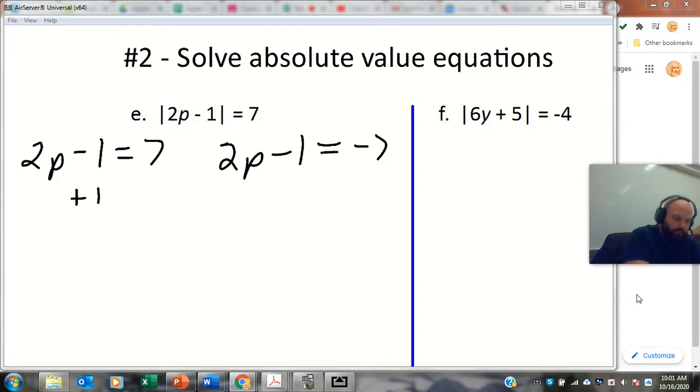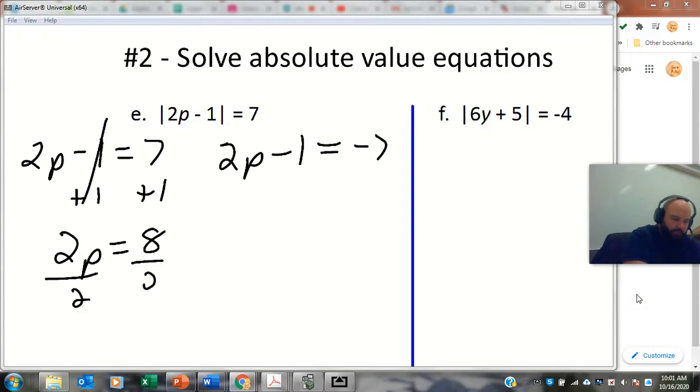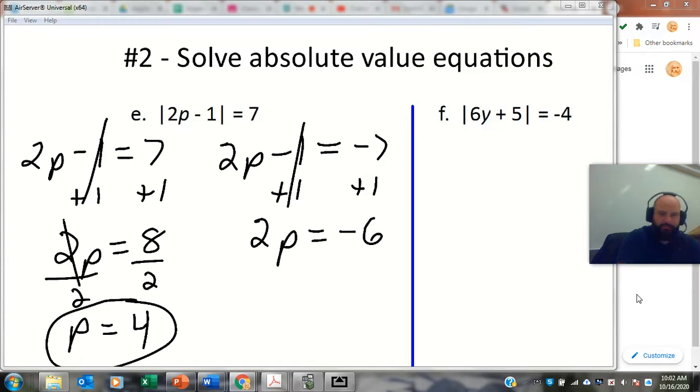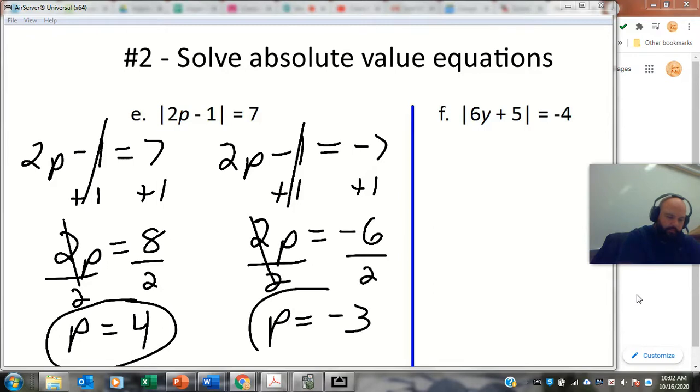So add 1. We get 2p equals 8. Divide by 2. We get p equals 4. There's the first one. Second one, same idea. We're going to add 1 to both sides. That cancels. 2p equals negative 6. Then you're going to divide both sides by 2. P equals negative 3.